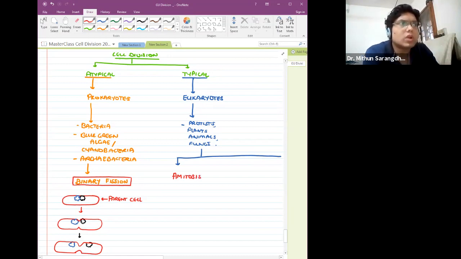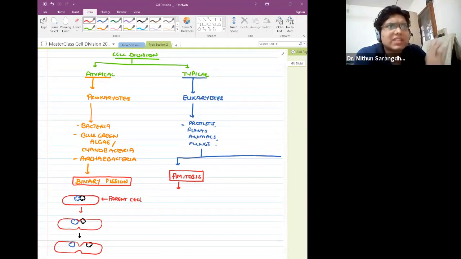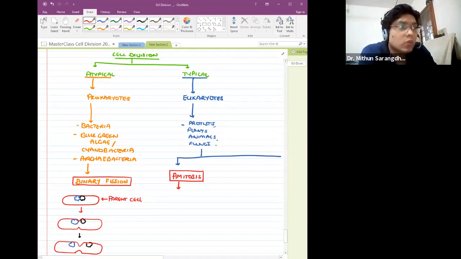Now, guys, what is amitosis? Amitosis is really, really deadly, and this is not what the cell really wants, but it happens by mistake. What is the end result of this? The cell will always die because amitosis is not a proper division. But what is the characteristic, guys? Here we say amitosis is a direct division.